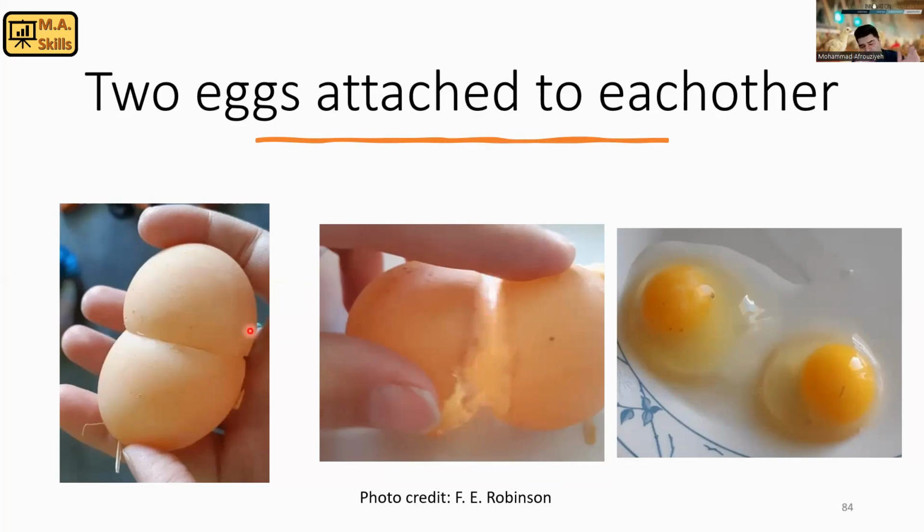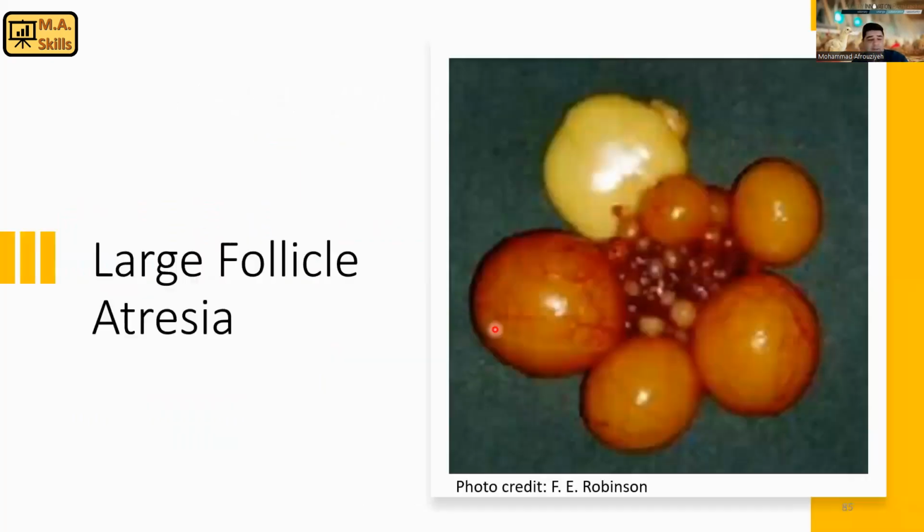So they were ovulated really close together, and they just arrived in the shell gland at the same time, and just one shell was created around the eggs. But you can see that they are separated a little bit here. So again, it's not a hatchable egg.